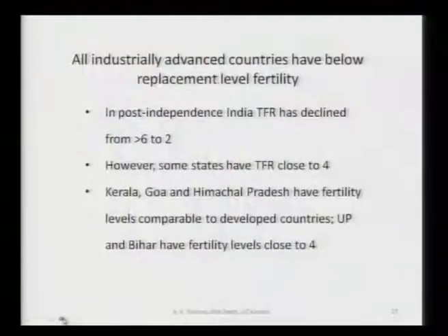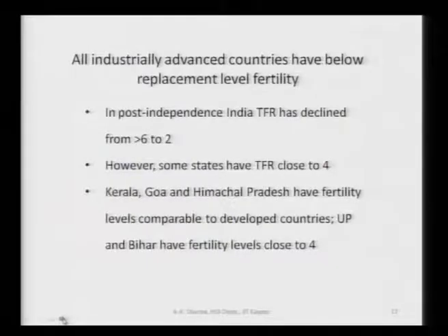If total fertility rate is more than 2, then a woman is replaced by more than one daughter and therefore population grows. If total fertility rate is less than 2, then one woman is replaced by less than one daughter and the population declines. Almost all the developed countries, fertility has gone below the replacement level. All industrially advanced countries have this below replacement level fertility. In post-independence India, total fertility rate has declined from more than 6 to 2. However, some states have TFR close to 4. Kerala, Goa and Himachal Pradesh, I mentioned, have fertility levels comparable to developed countries. UP and Bihar have fertility levels close to 4.